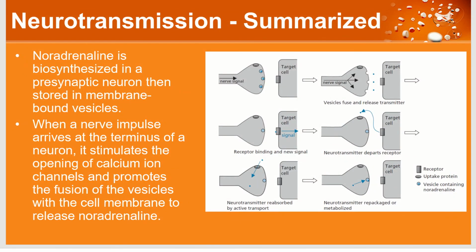All right, so continuing with our summary, noradrenaline is biosynthesized in a presynaptic neuron, then stored in a membrane-bound vesicle. So you have biosynthesis first, and then it's stored in a membrane-bound vesicle, as we said. When a nerve impulse arrives at the terminus of a neuron, it stimulates the opening of calcium ion channels, as we said previously, and promotes the fusion of the vesicles with the cell membrane to release the noradrenaline. So here we have vesicles fuse and release transmitter, in response to the calcium ion causing depolarization there.